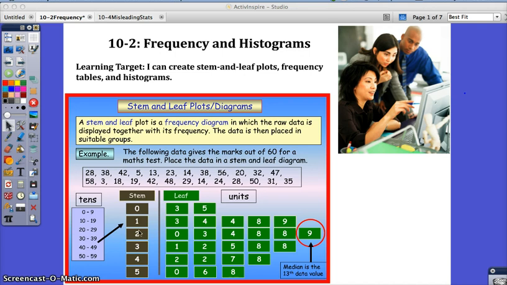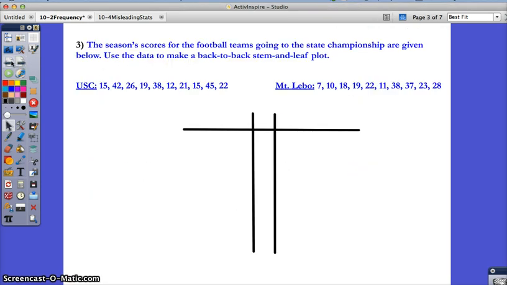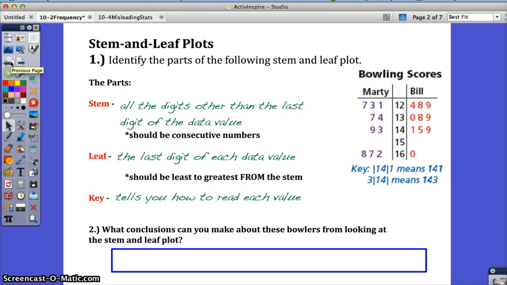The data values would be organized within the stem and leaf chart, but you break up the stem from the leaf, and we're going to define what each part of that is. So copy down your target, and then you're going to have to fill in the definition. So the stem is going to be all the digits other than the last digit of each data value. They should be consecutive numbers. You don't always necessarily have to start the stem with 0.